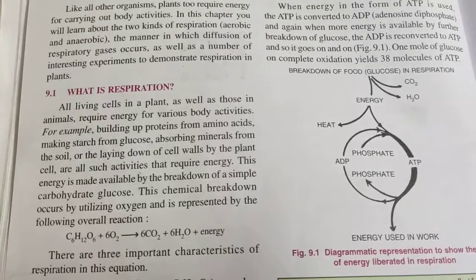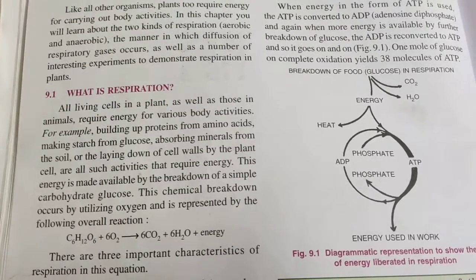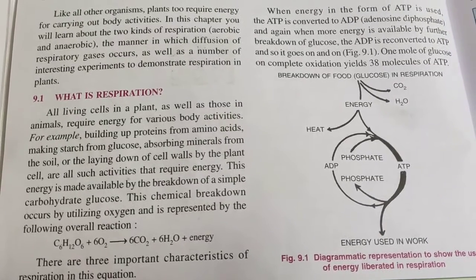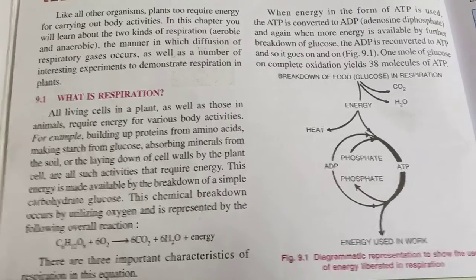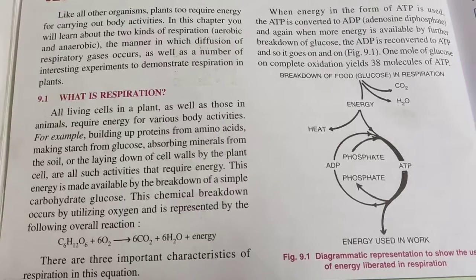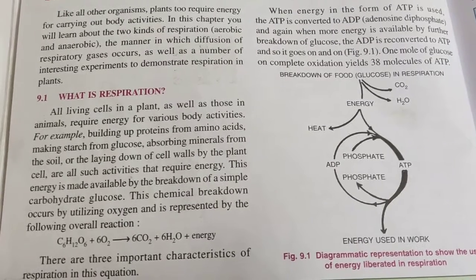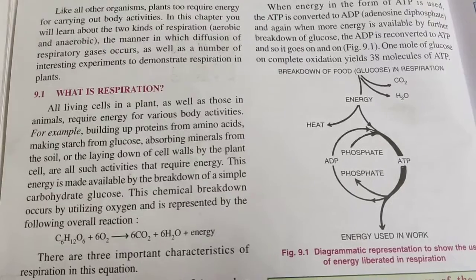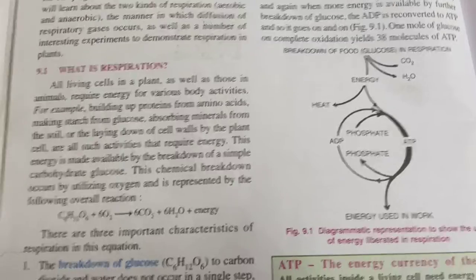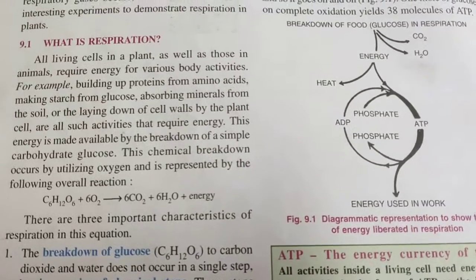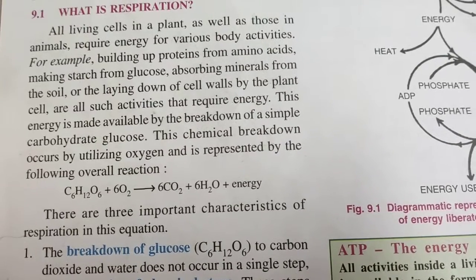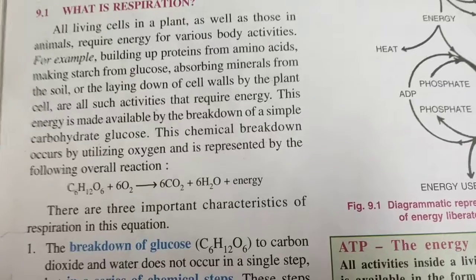Respiration: the food which we take is broken down with the help of the oxygen which we breathe in, and by the oxidation of those molecules, when energy is released, that is the respiration process. So all living cells, including plants, require energy for their body activities, and this energy we obtain from the process known as respiration. Now this is the chemical reaction: C6H12O6 plus 6O2 gives 6CO2 plus 6H2O plus energy.